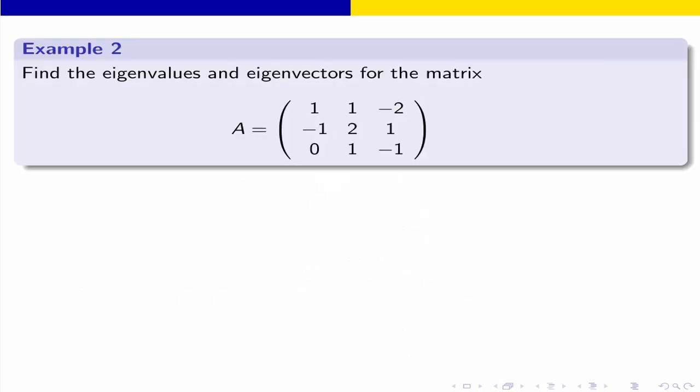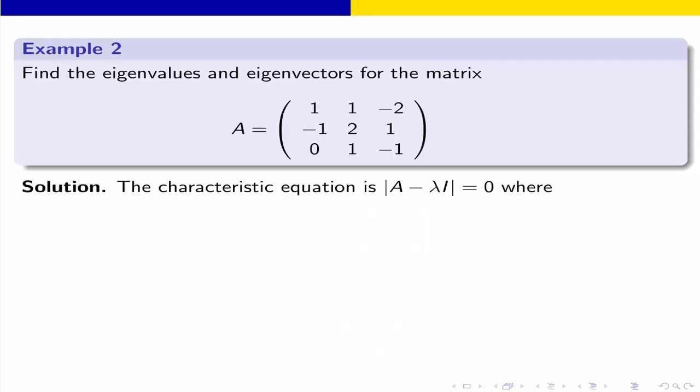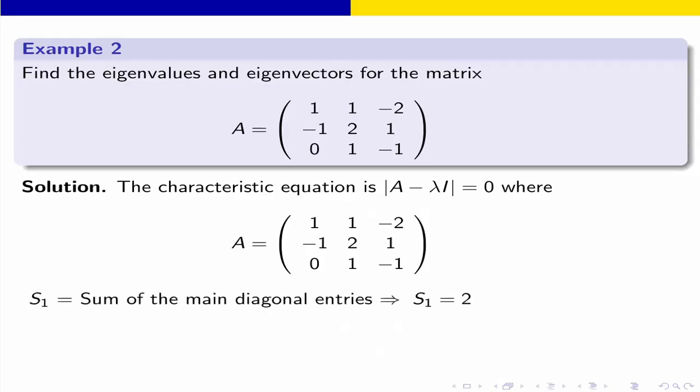The same method for another problem. Find the eigenvalues and eigenvectors for the matrix A equal to this. The characteristic equation is A minus lambda I equal to this, where A is equal to this. S1 is the sum of the main diagonal entries. So we can find it, we will get S1 is equal to 2.